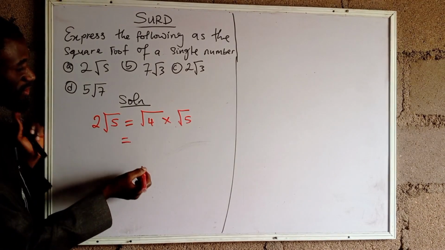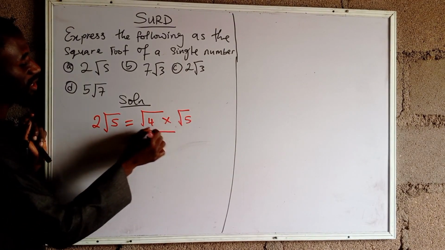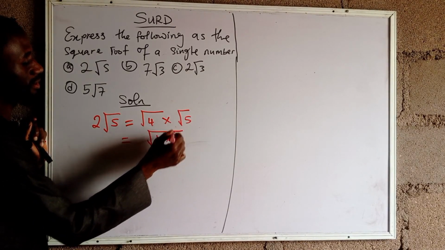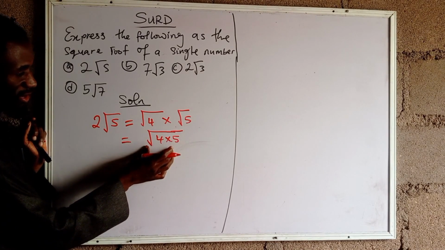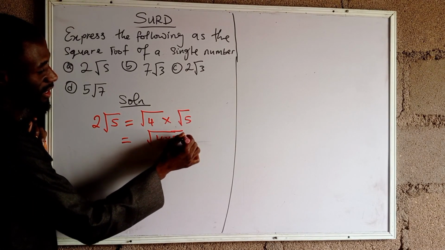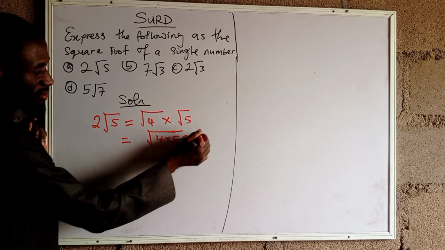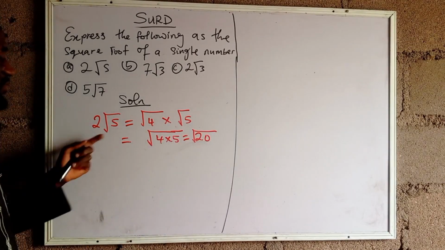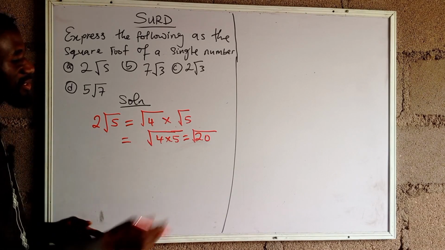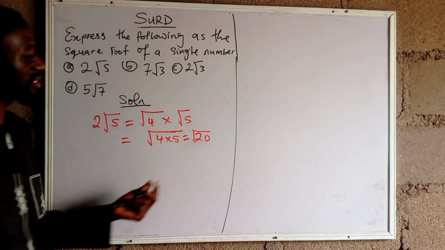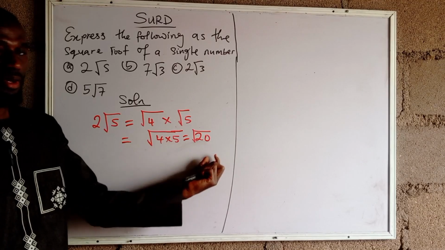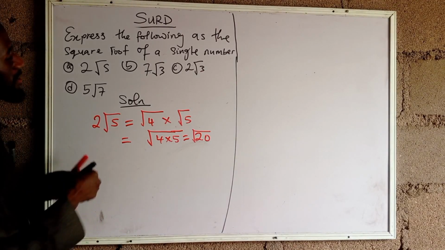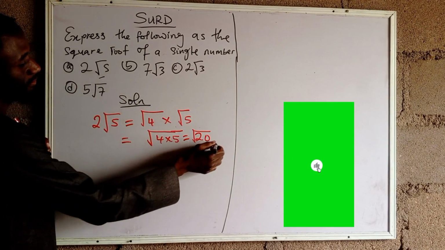Then in the next step, we have the square root of 4 times 5. In the last stage, we know 4 times 5 is equal to 20. This shows that 2 root 5, as a single root, gives the square root of 20. That is the answer for this.